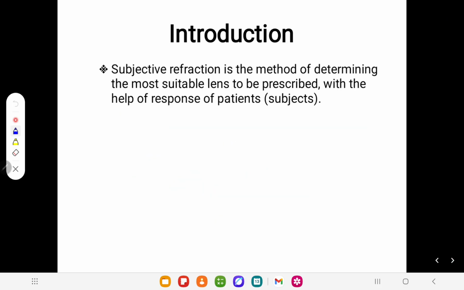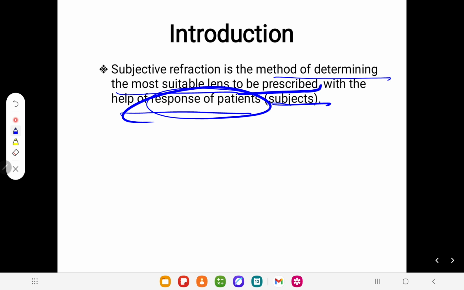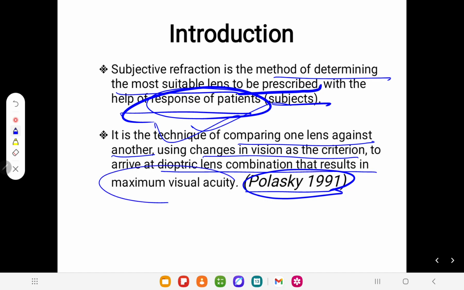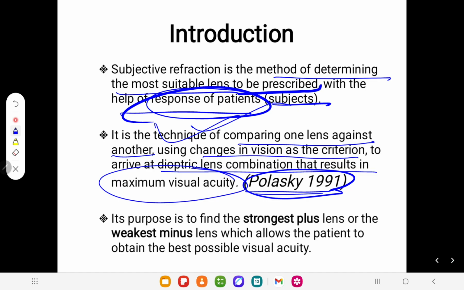accommodation, okay? And as I previously discussed, what is subjective refraction? It is the subjective method of determining the most suitable lens to be prescribed with the help of the subjective response of the patient. In objective refraction, no subjective response of the patient is used, but in subjective refraction, subjective help is definitely used. And Polosky said it is comparing one lens against another using changing vision criteria and arriving at a dioptric lens combination, that is sphere plus cylinder, which results in the maximum visual acuity. That's what Polosky in 1991 told us about subjective refraction.